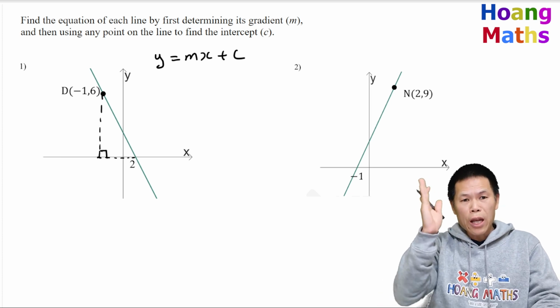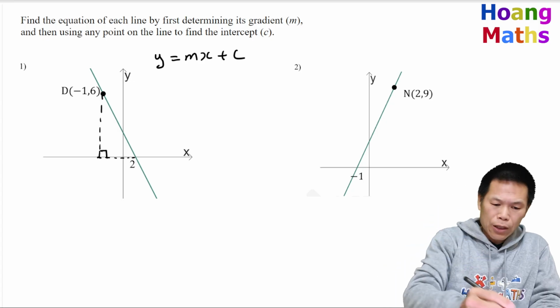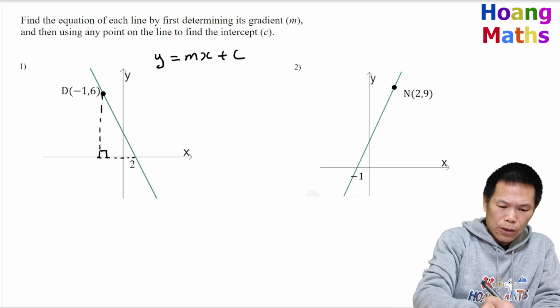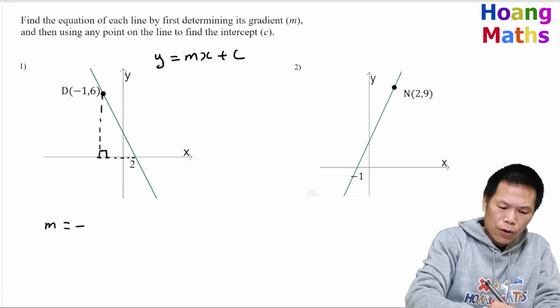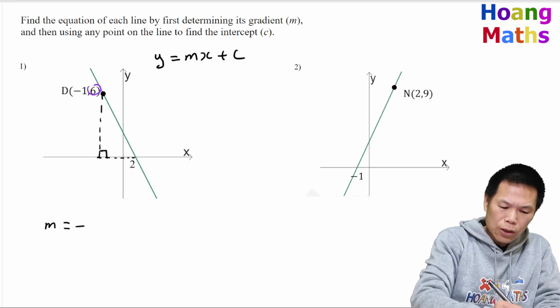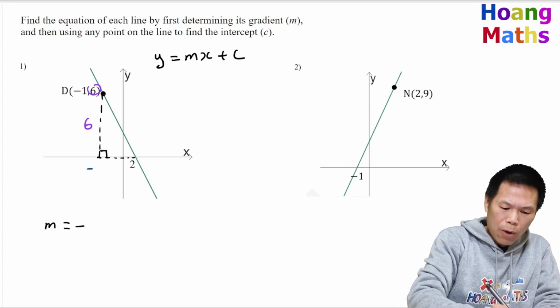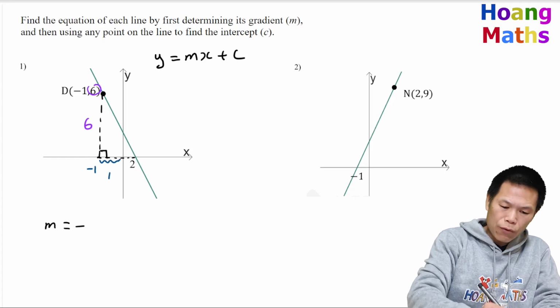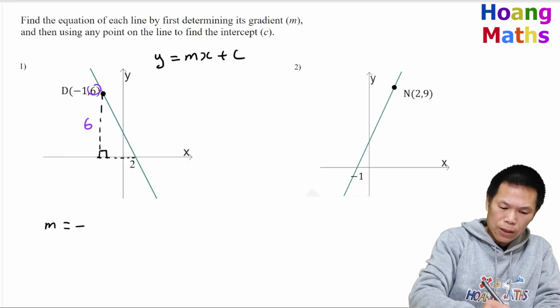Because we know that the line is heading like this, the gradient is negative. So let me just write this down. m is negative. The rise is from 0 to 6, so that is 6 units. Because x is -1, from here to here is 1 unit, and from here to here is 2. So the rise is 6 and the run is 3, because 2 plus 1 is 3.